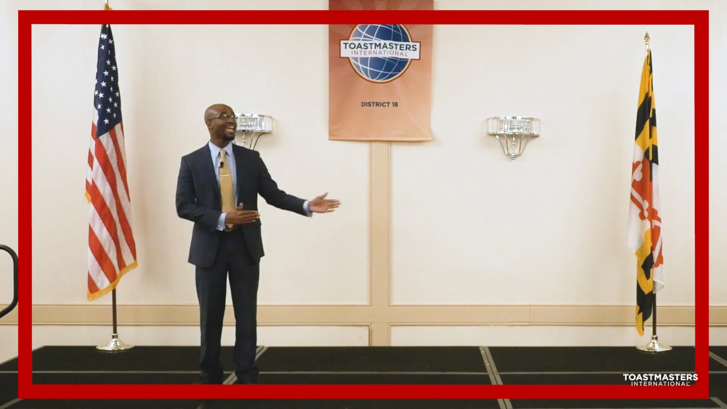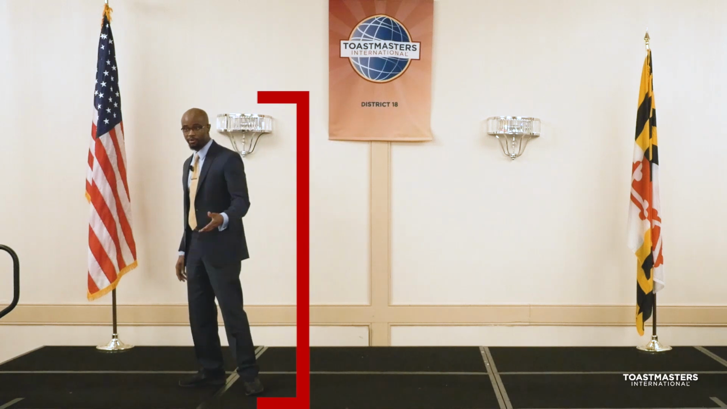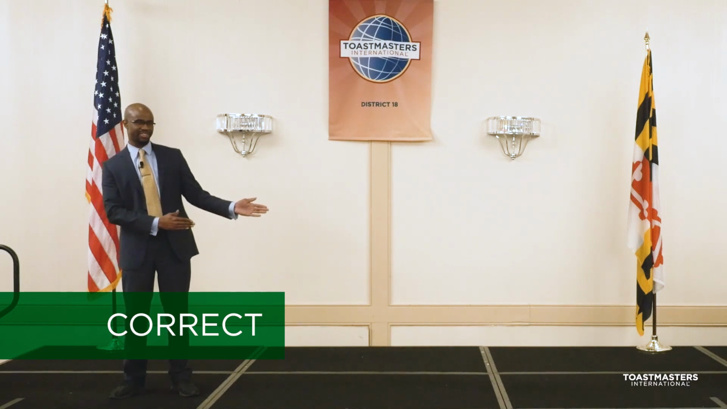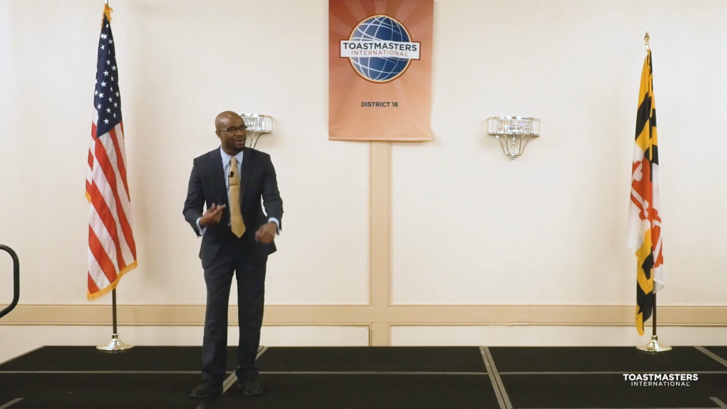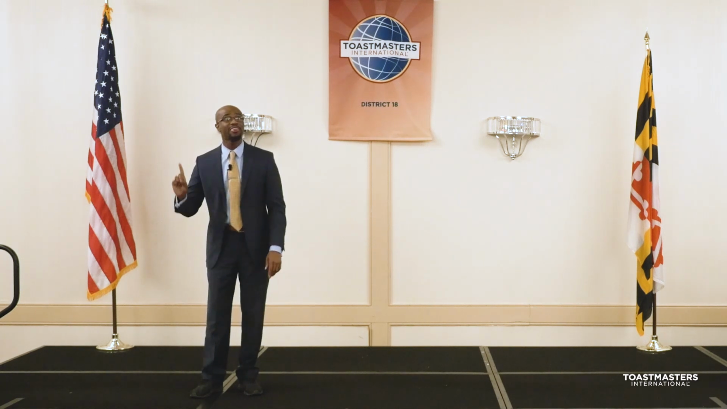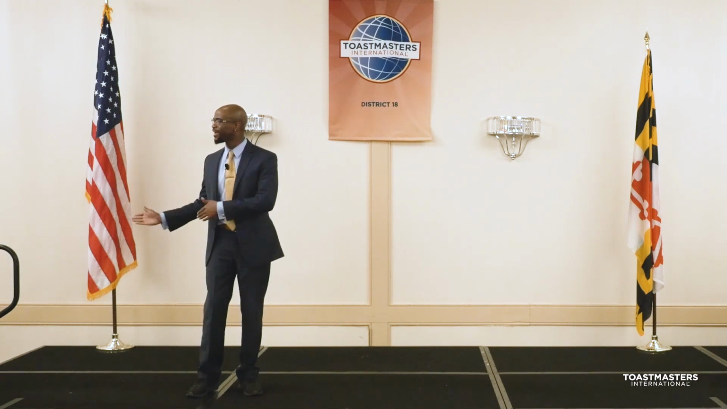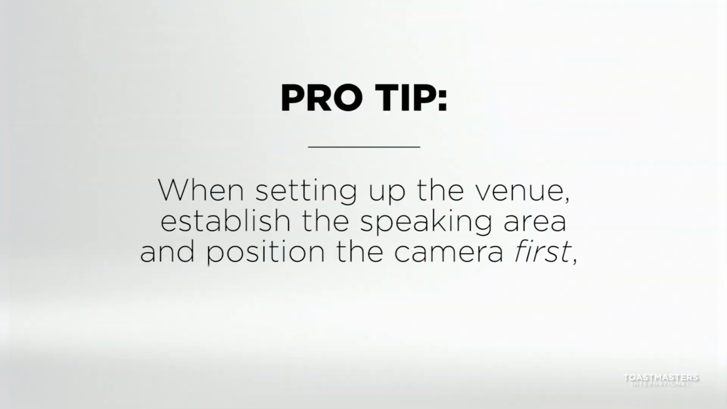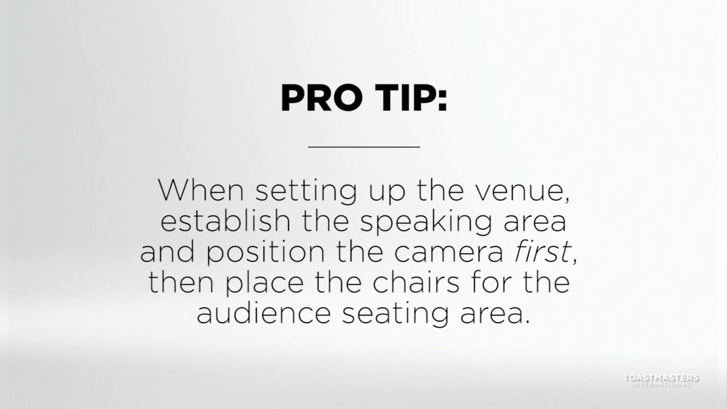To avoid this, position your camera in the room so that you have an unobstructed, centered, and in-focus view of the entire speaking area and the speaker's full body. Positioning the camera this way is best to ensure you can see your speaker's gestures and facial expressions. Following these rules may also prevent you from breaking other rules, such as zooming is not permitted. When you can see the entire speaking area in the shot, there will be no need to zoom in or out or move the camera in order to see the speaker. Pro tip: when setting up the venue, establish the speaking area and position the camera first, then place the chairs for the audience seating area.